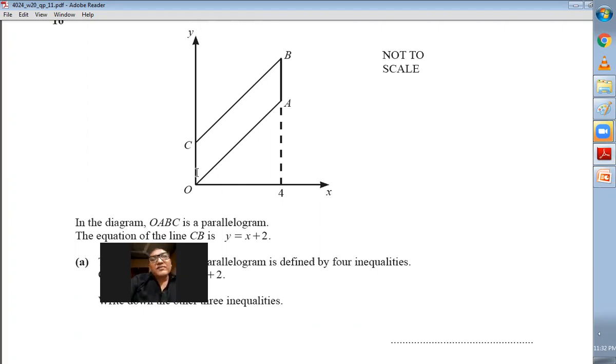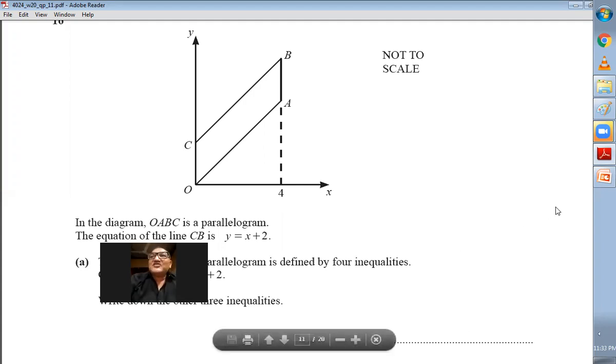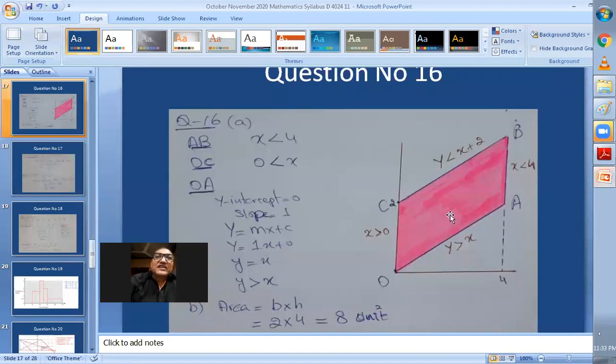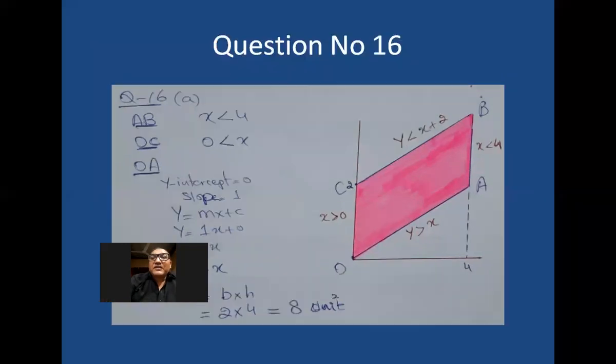You know, the area of the parallelogram is base times height. If I take this side as the base of the parallelogram, then this is the height of the parallelogram. Area of the parallelogram is base into height. Very simple. Base is 2 and height is 4. Simply multiply them, you will get the answer. Let me show you. I've done this on a paper.